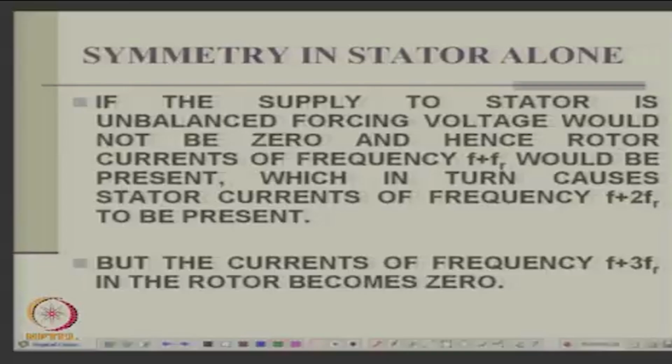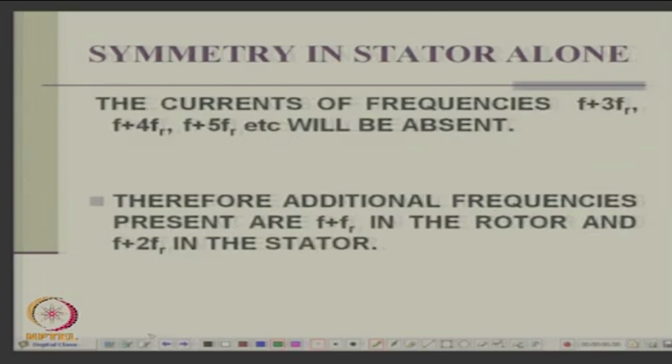Then if the supply becomes unbalanced, as we said, there will be additional frequencies F plus Fr, F plus 2 Fr, but there will be no F plus 3 Fr; it will terminate at F plus 2 Fr if the supply is unbalanced. So, there will be no F plus 3 Fr, F plus 4 Fr, F plus 5 Fr. So, additional frequencies are F plus Fr in the rotor and F plus 2 Fr in the stator, that we have already discussed. If the supply is unbalanced, these are the new frequencies.